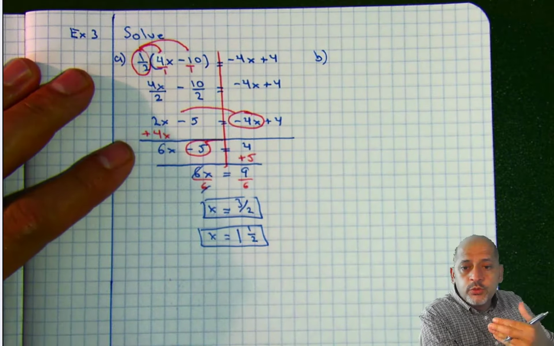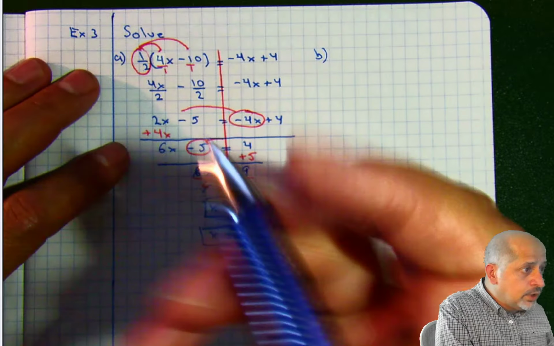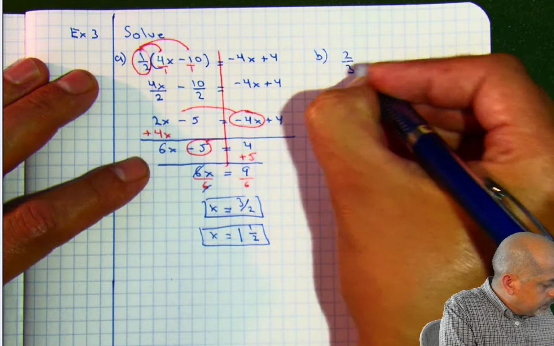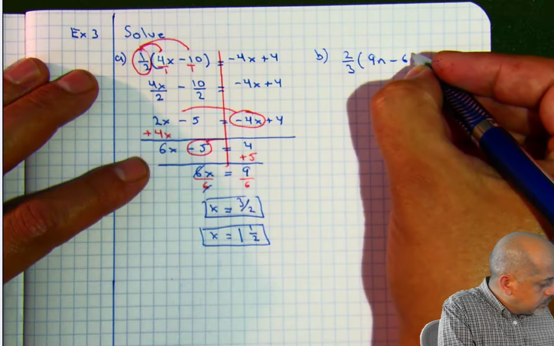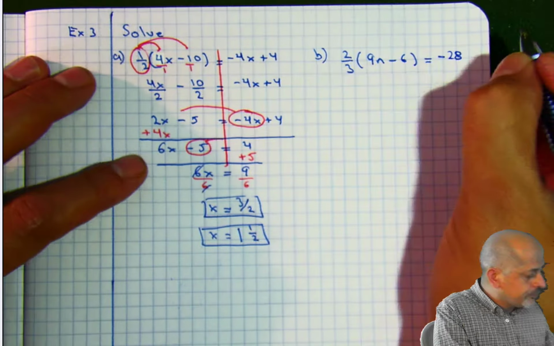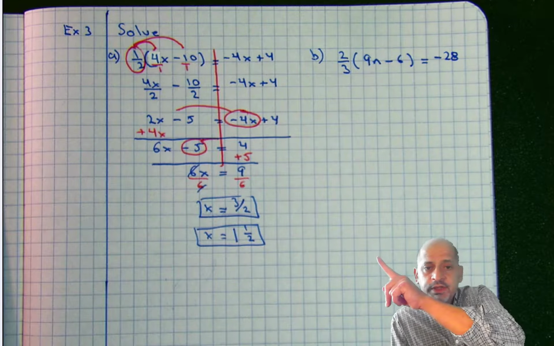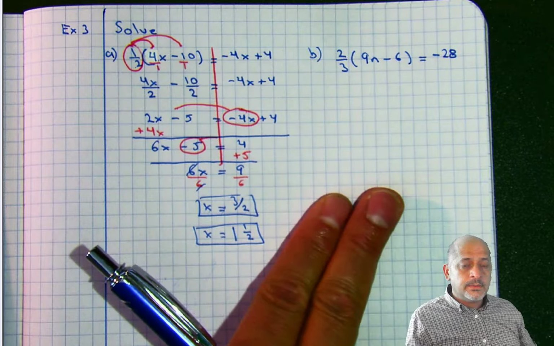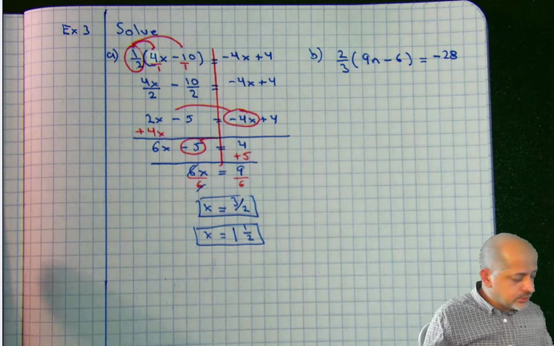So let's try letter B. The last equation, then we'll do one more problem, and then we'll be done with the notes. We have 2 over 3 times 9n minus 6 is equal to negative 28. So try this example. See if you can figure out the first step. Just go and follow the same instructions as the previous one. Go and pause it. You got it? Okay, let's solve it.